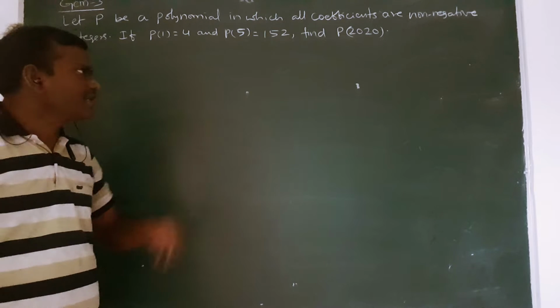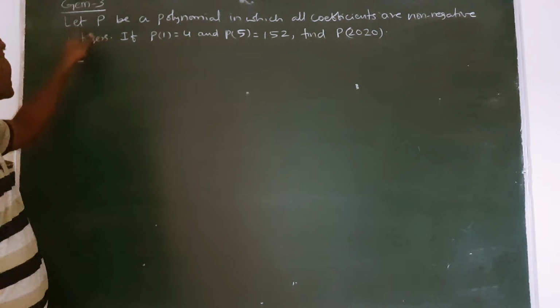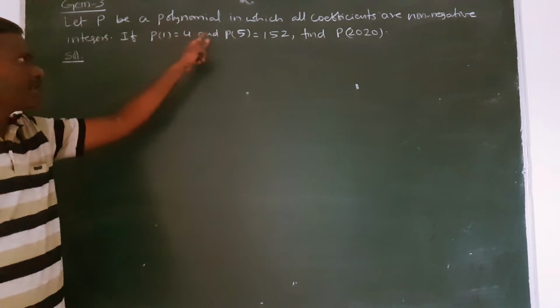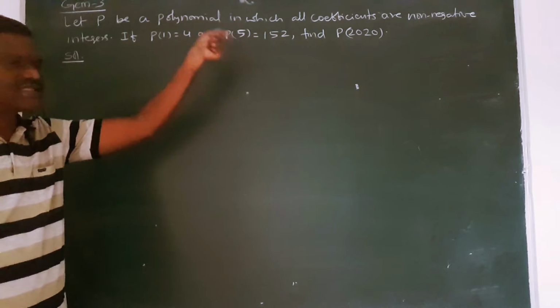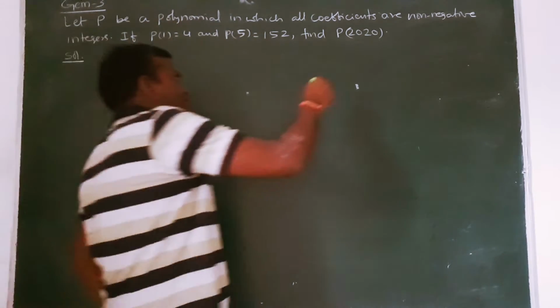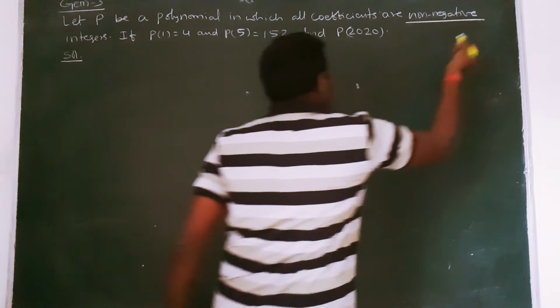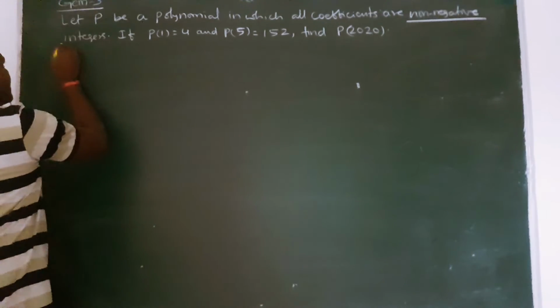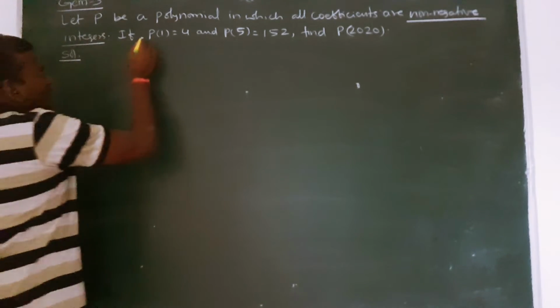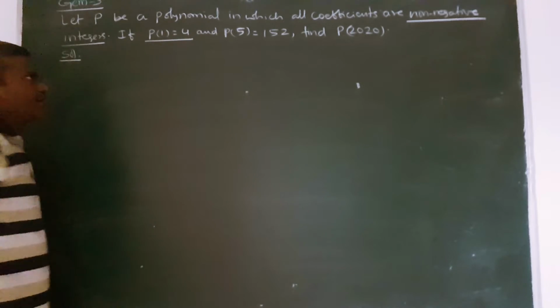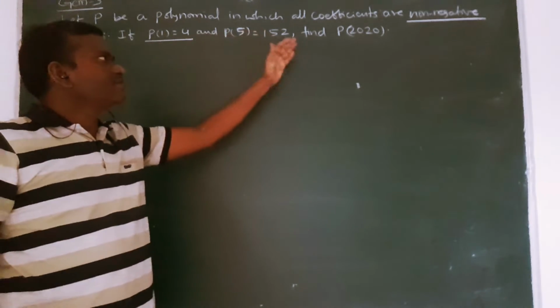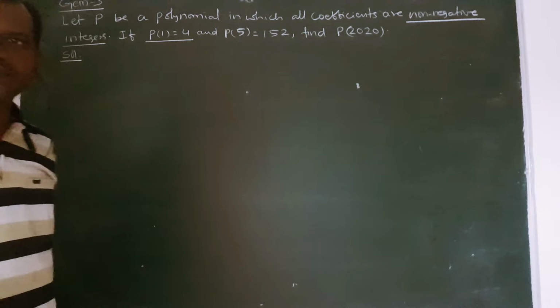Really listen carefully. The given question is: let P be a polynomial in which all coefficients are non-negative integers. And also P of 1 value is 4 and P of 5 value is 152. Then find P of 2020. That is the question.